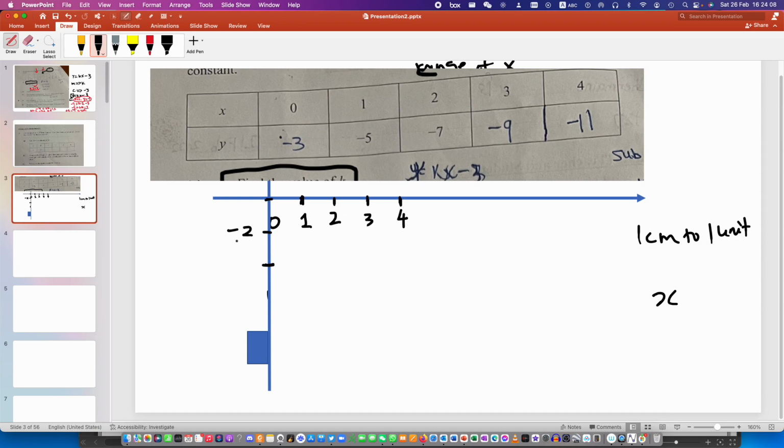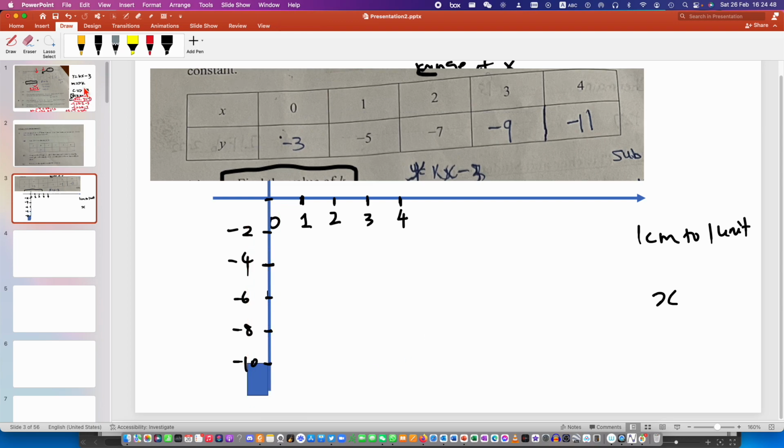Minus 2, negative 4, negative 6. Oh, by the way, your ruler is longer. You don't have to do it one by one, you just mark. Okay? So, negative 10. Do you need negative 12? Yes. Okay, because it's negative 11, so you need one more.